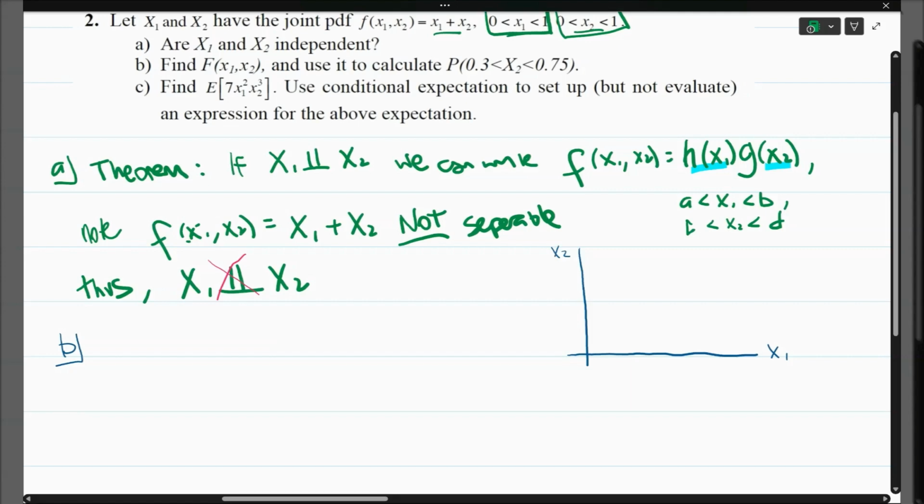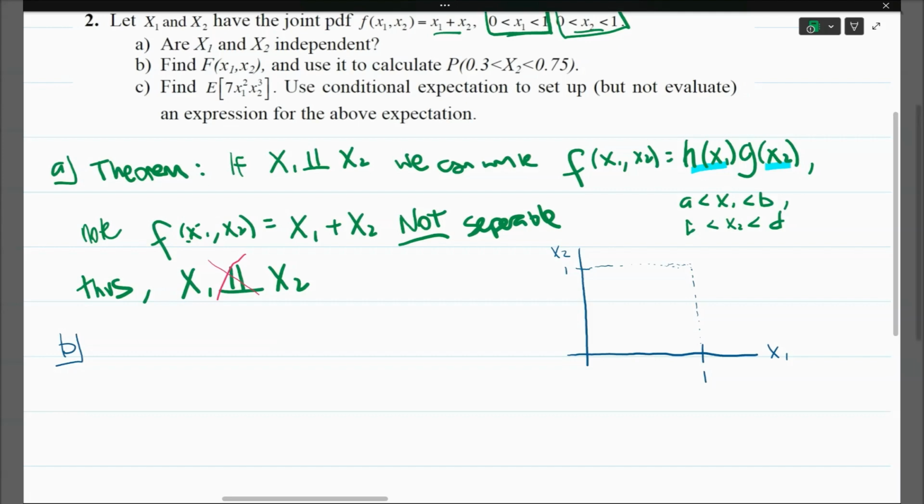Why, you may ask? Because that's what I do. I always recommend drawing a picture of the support when you're finding probabilities, especially. Sometimes expected values, but definitely probabilities. And so this is what we're looking at.